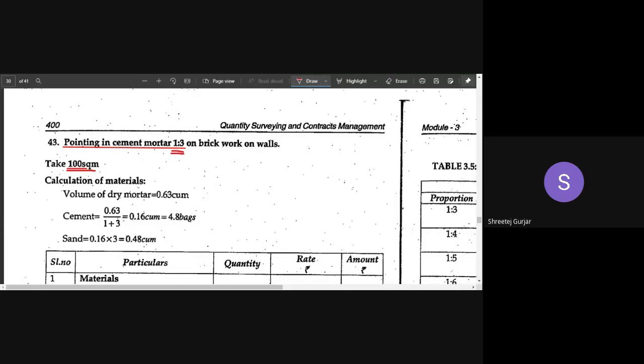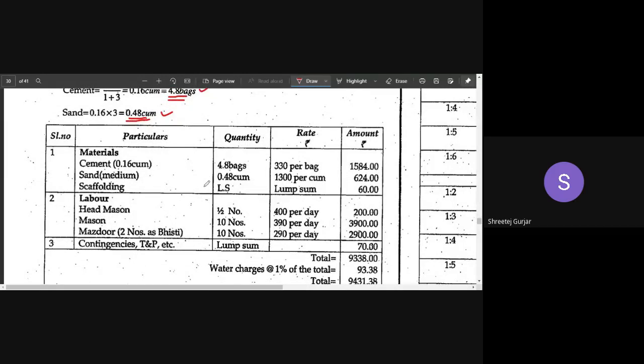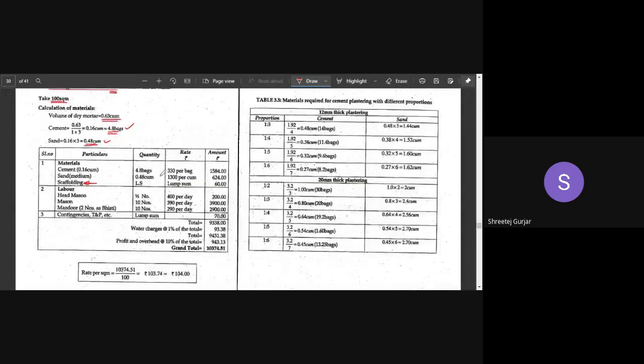Now calculation of materials for 1:3. If you go through the previous year numericals, we have done it for 1:3. The volume of dry mortar required is 0.63 cubic meters. Similarly, you can convert it to the quantity of cement in bags and the quantity of sand in cubic meters, following the previous steps. Once you're done, prepare the table and add the scaffolding. Don't forget to add scaffolding as a lump sum quantity, and then calculate the rate per square meter.